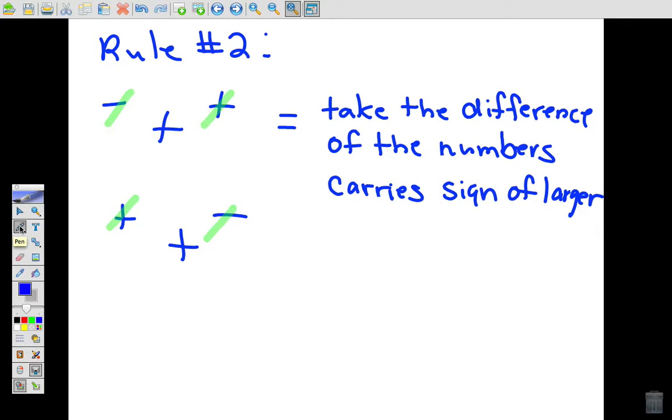Well, what we do, and it sounds a little complicated, but you take the difference of the 2 numbers, and it carries the sign of the larger. So write that down, and we're going to go through some examples of that.